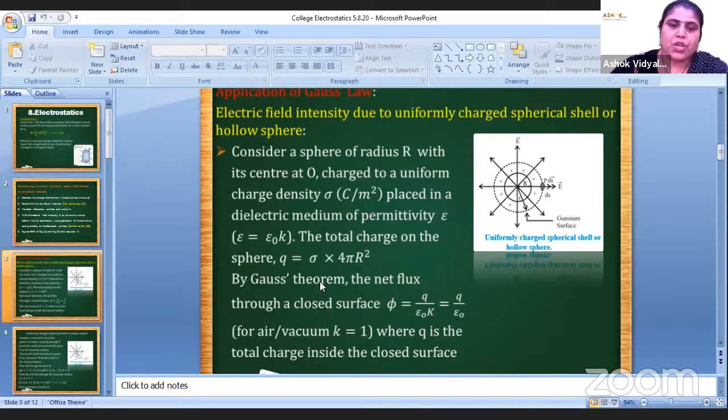This is the equation which we got with the help of the Gauss theorem, that is phi is equal to q upon epsilon naught k. Finally we got the equation q upon epsilon naught. Okay, this is equation number 1.